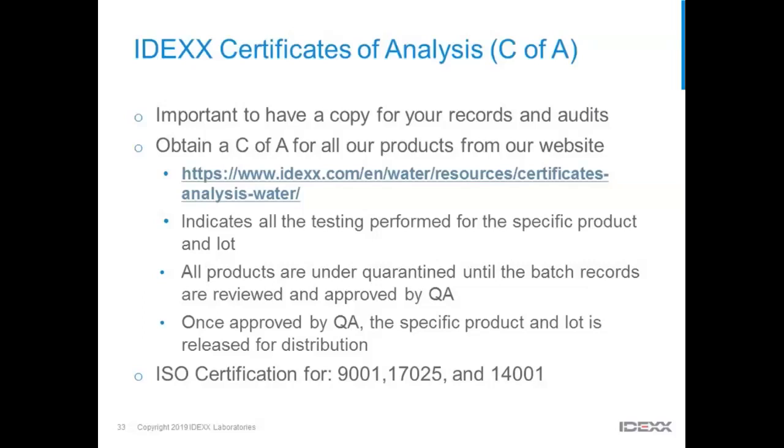Basically, there will be a box to fill in the lot number of the product. Once you enter that, it will bring up a list of all the products that are associated with that lot number. And then clicking on any of those will provide a PDF of that certificate of analysis that can be printed off or saved for your records.